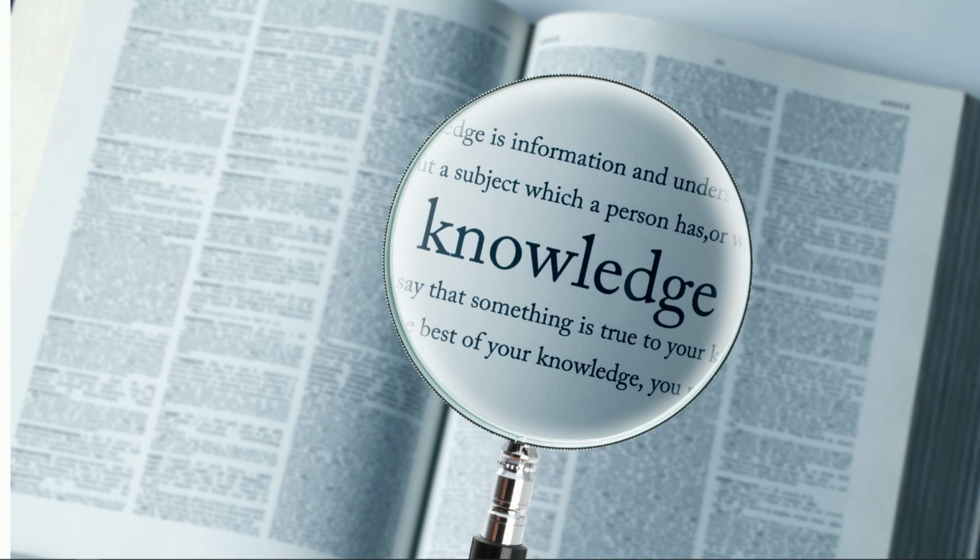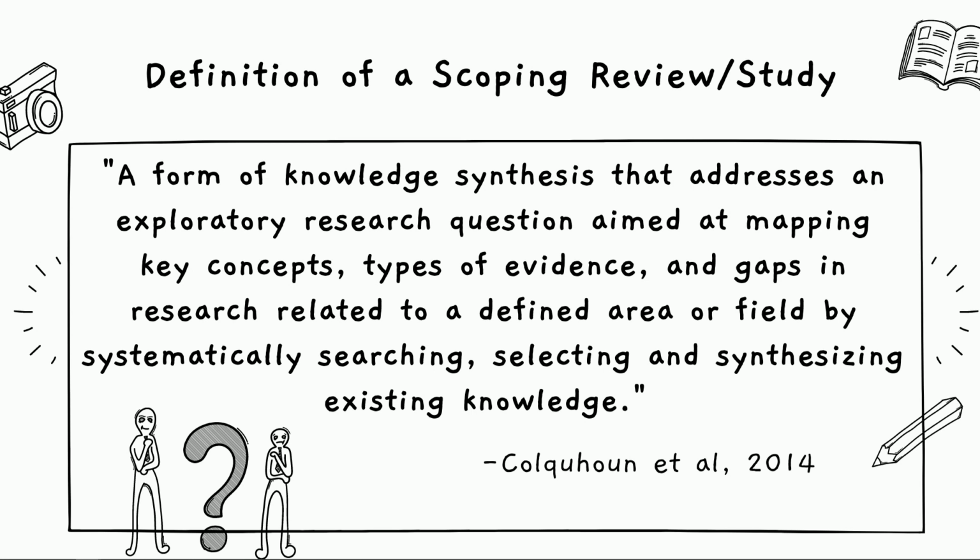So it's important that we continue to perform evidence synthesis so that our understanding of what is true evolves as new data emerges. So that's why we want to talk to you today about the scoping review so that you can have this in your toolbox when it comes to evidence synthesis. And I did some searching, and there were a variable amount of different definitions out there for defining what a scoping review is, but I thought this one was the best. And this is by Colquhoun et al., and they describe a scoping review as a form of knowledge synthesis that addresses an exploratory research question aimed at mapping key concepts, types of evidence, and gaps in research related to a defined area or field by systematically searching, selecting, and synthesizing existing knowledge.